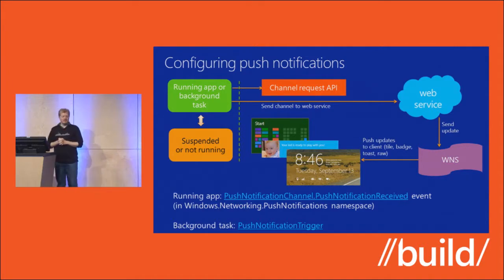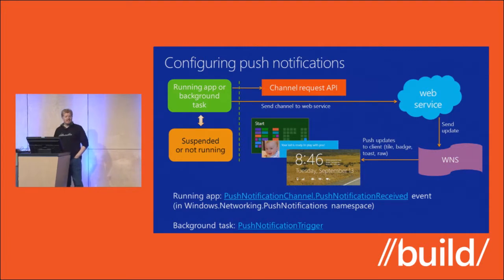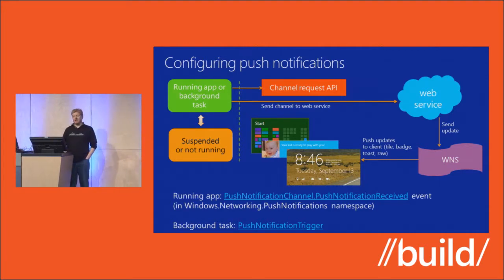So the WNS sends that, and then whatever piece of code can process it on the client machine issues that update locally. So a running app will receive a push notification through this event listed here: push notification channel, push notification received, or a background task can have this thing, push notification trigger, to know when a raw notification comes in. If you use raw notifications, you really have to implement a lock screen capable app with a push notification trigger, because otherwise Windows will not know what to do with that particular payload and it'll just ignore it.